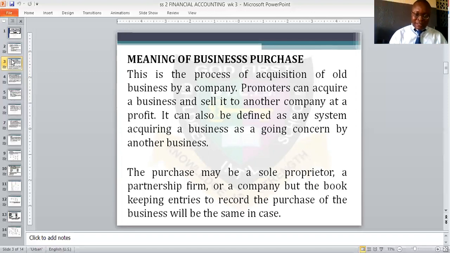So this purchase may be a sole proprietor, it may be a partnership firm, and it can also be a limited liability company. Any one out of these business organizations is going to have the same accounting procedure, whether it's a sole proprietorship, partnership business, or limited liability company. So it's the same thing.